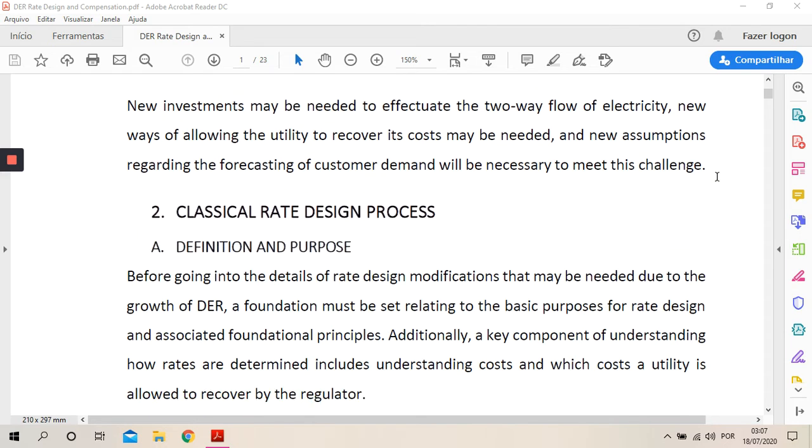New investments may be needed to effectuate the two-way flow of electricity. New ways of allowing the utility to recover its costs may be needed, and new assumptions regarding the forecasting of customer demand will be necessary to meet this challenge.